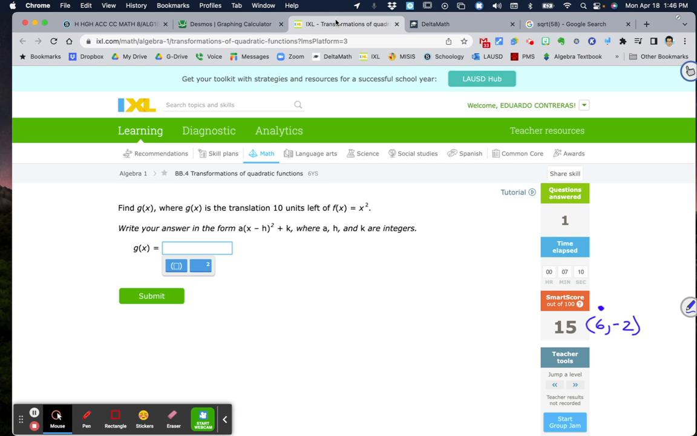So that's the assignment. It's on IXL. I recommend have Desmos out. Try your function before you enter it in. And if you get exactly what they're asking, then that's what you would enter in. Okay? All right.